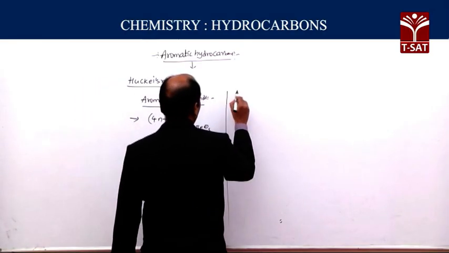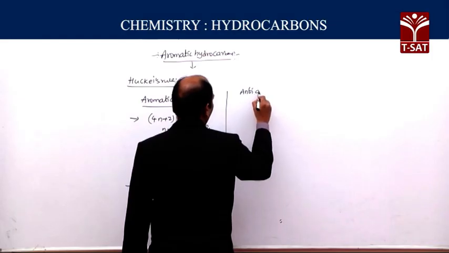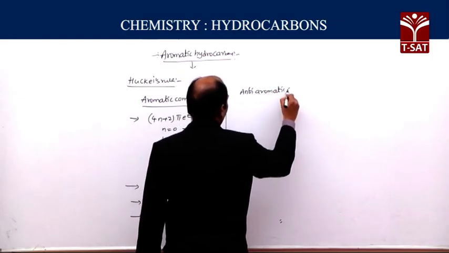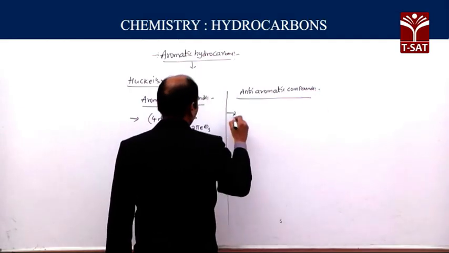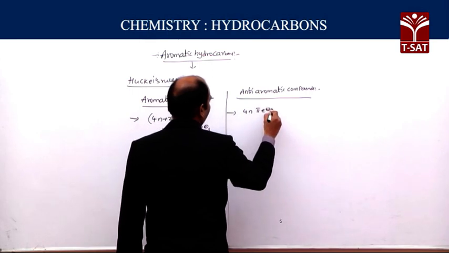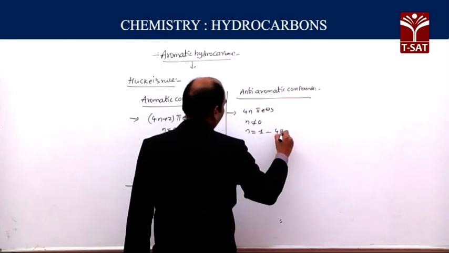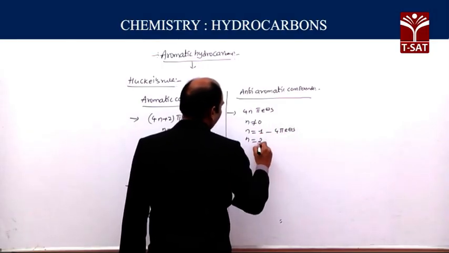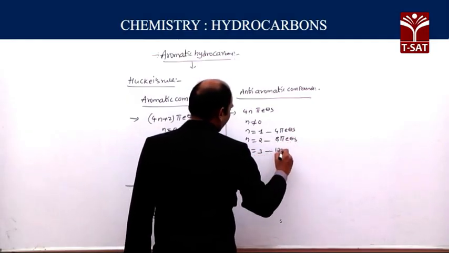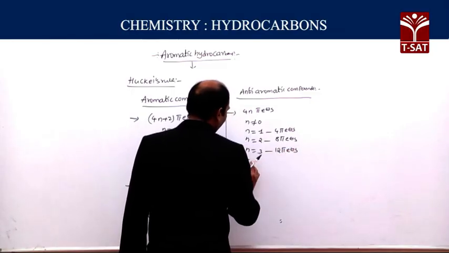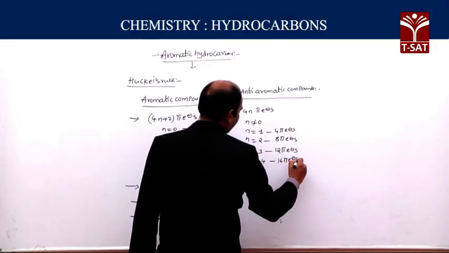And those compounds which follow the following rules are called anti-aromatic compounds. According to Huckel's rule, the first one is that the compound must contain 4n pi electrons. Here n is not equal to 0. If n equal to 1, that means 4 pi electrons. If n equal to 2, 8 pi electrons. If n equal to 3, 12 pi electrons. If n equal to 4, 16 pi electrons, and so on.